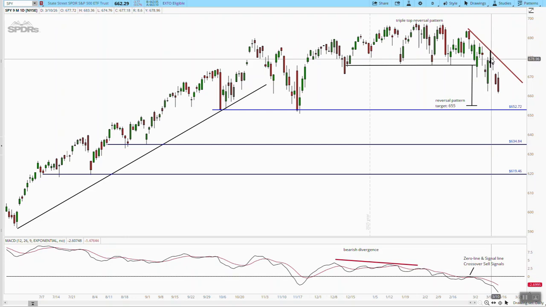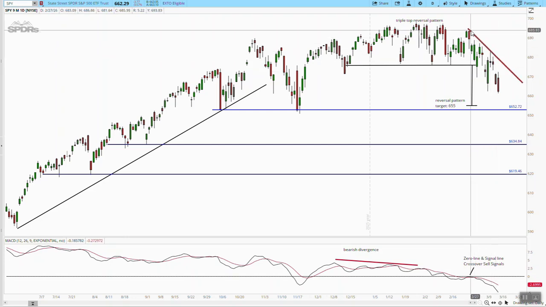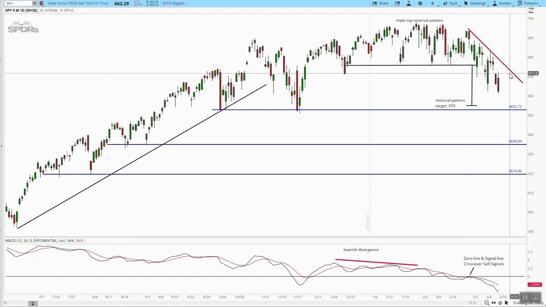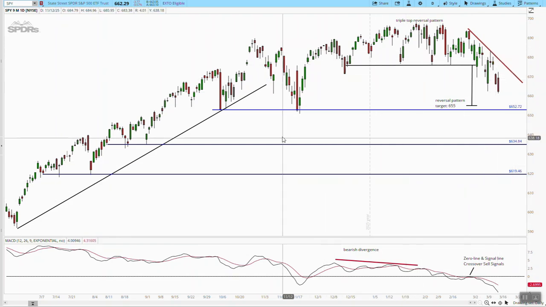That last rally last week and then reversal has been enough to form this tentative downtrend line that we'll be watching to see how this develops.